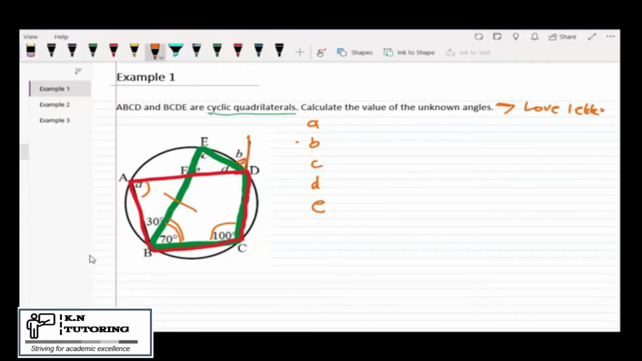Remember, opposite angles: if this is 100, then this must be 80 degrees, because when you add them, they must give you 180. Very, very important and straight to the point. If you look at angle B, it's an exterior angle of cyclic quad CDEB. The exterior angle of a cyclic quad is equal to the interior opposite angle. So this angle will be equal to this angle, so this will be 70 degrees.